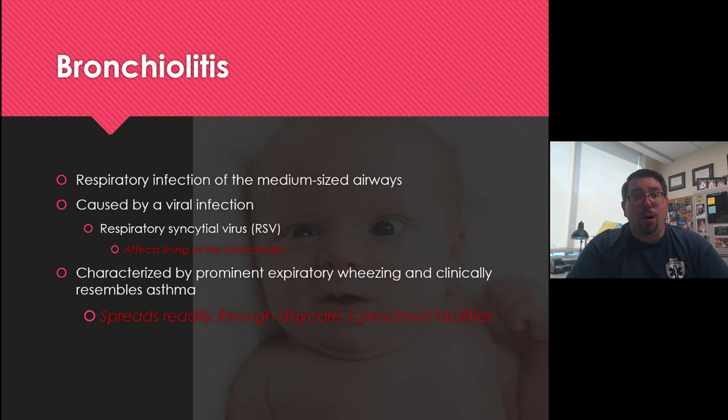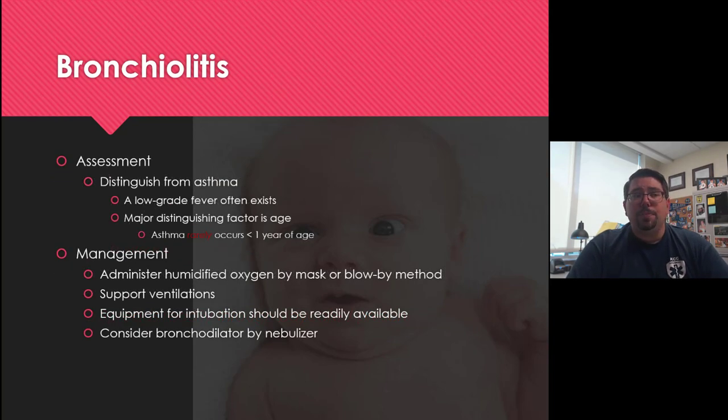Because their airway structures are so small, any inflammation can lead to an obstruction and lead to air trapping and wheezing. We also know that this is rather contagious and spreads easily throughout daycares or preschool-like facilities. In your assessment, the goal is to try to distinguish between an asthma-related emergency and bronchiolitis. Generally, you'll see a low-grade fever that will often exist, showing signs of some type of infection. In this case, that would take us away from our underlying differential diagnosis of an asthma attack. Again, the other major influencing factor is age. Asthma rarely occurs in someone that's less than 1 year of age, but bronchiolitis does.